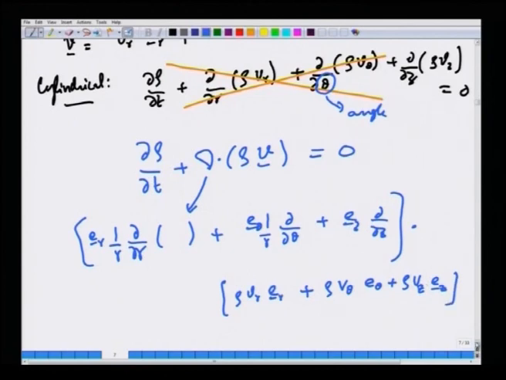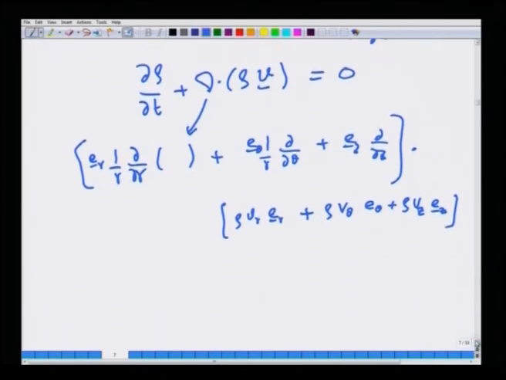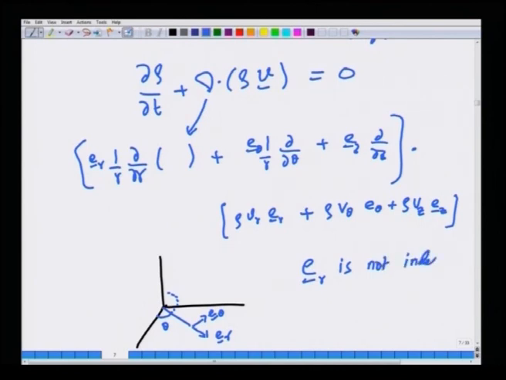If you do this operation, the key thing for us to remember is that in cylindrical coordinates, if I look at the r direction and theta direction, e_r and e_theta are along these directions. If I move along the theta direction, you can see that e_r is going to change its direction. So e_r is not always pointing in a constant direction. If you change theta, e_r varies.